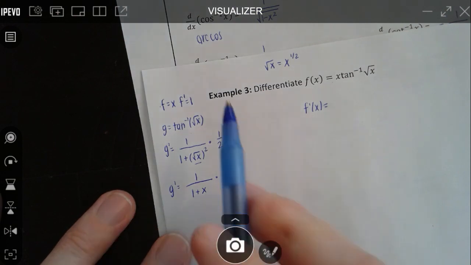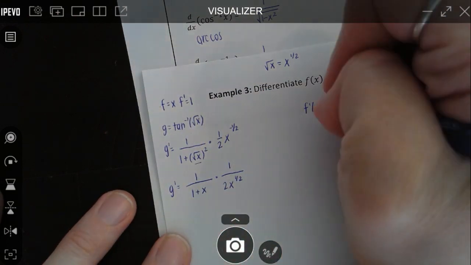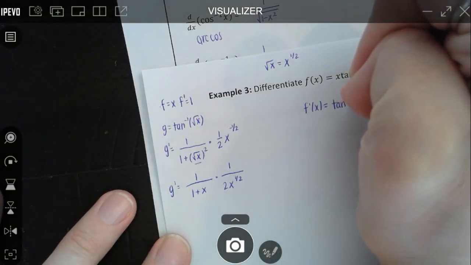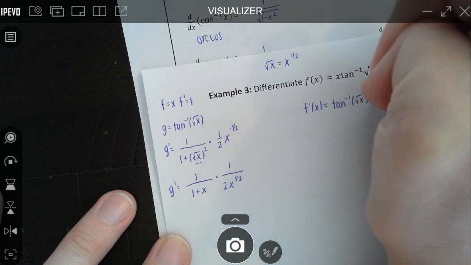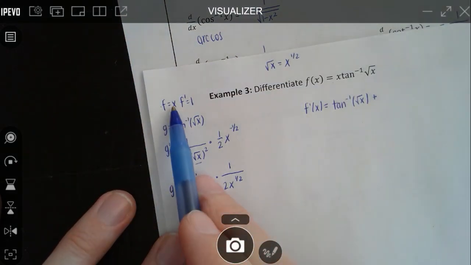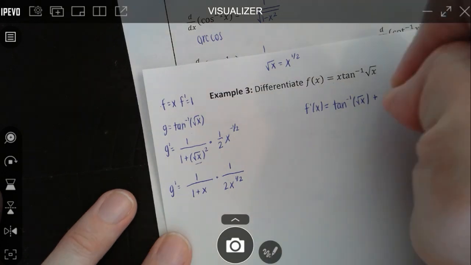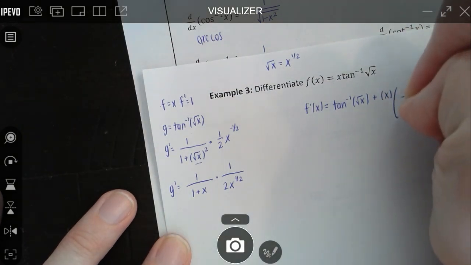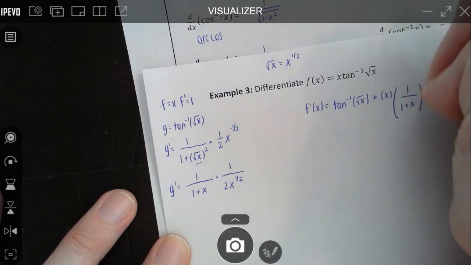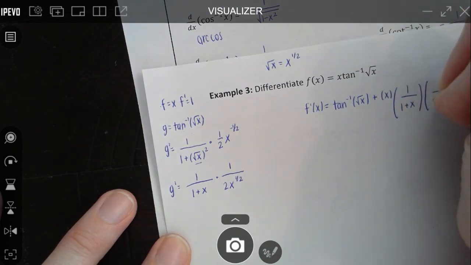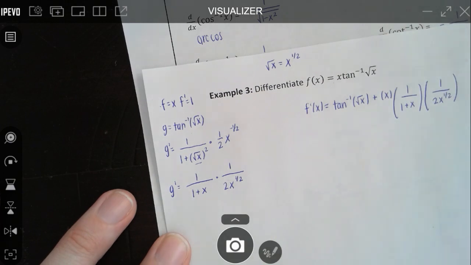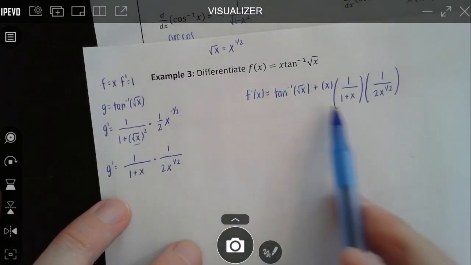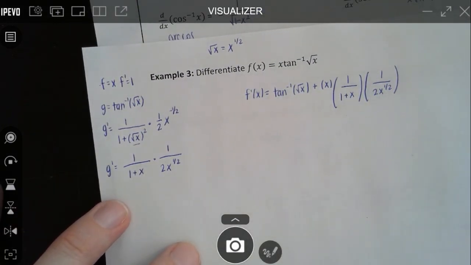So if I apply my product rule, f prime times g is just 1 times the inverse tangent of the square root of x. But then my f times g prime, I'm going to have x times 1 over 1 plus x times 1 over 2x to the 1/2 power. And this is a lot of stuff going on here, and we're going to want to clean it up.